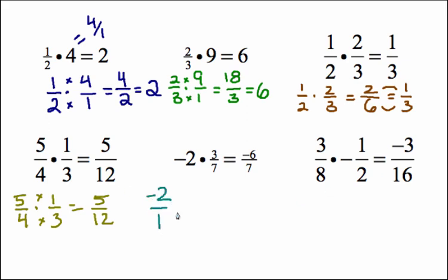-2 can be written as -2 over 1. Multiplying it by 3/7 would get -2 times 3, which is -6, 1 times 7, which is 7, and again we end up with -6/7, another fraction that doesn't need to be further simplified. Last but not least, 3 times 1 is 3 times a -1, I would consider putting that there. 3 times 1 is a -3, 8 times 2 is a +16, and we get -3/16, and there's no need to simplify because 3 and 16 have no common factors other than 1.